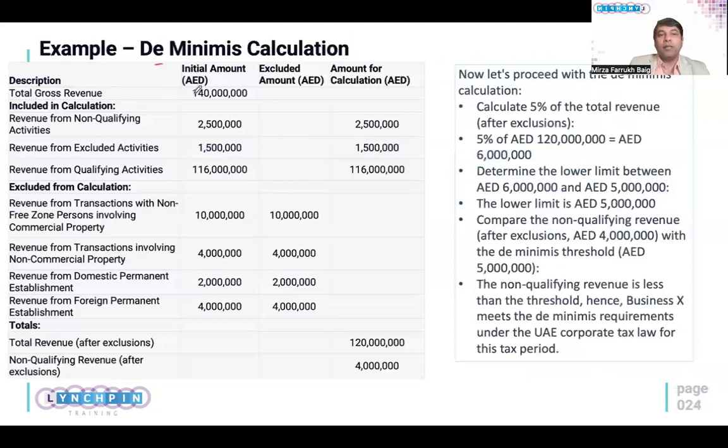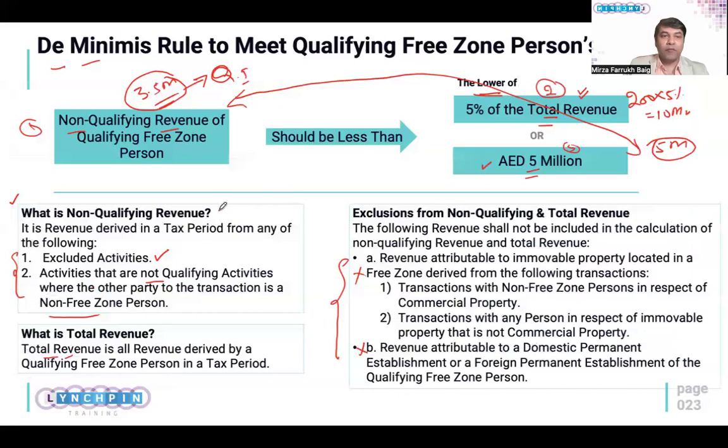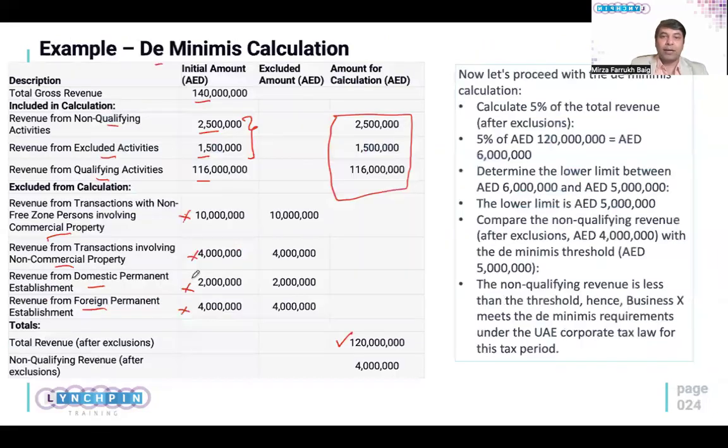So I have a total gross revenue, in this case 140 million, out of which I have non-qualifying revenue, which is 2.5, excluded activity 1.5, and the qualifying activity 116. Then I have some income from my commercial property here. I would not consider this. Non-commercial, again, I would not consider. Then I have my domestic branch. I would not consider this, and the foreign branch also. I'll not consider this. So my total revenue for my de minimis calculation is this, which is 120, and non-qualifying revenue is these two. As you can see, I explained to you that non-qualifying revenue includes excluded activities and activities which will not be the qualifying activity.